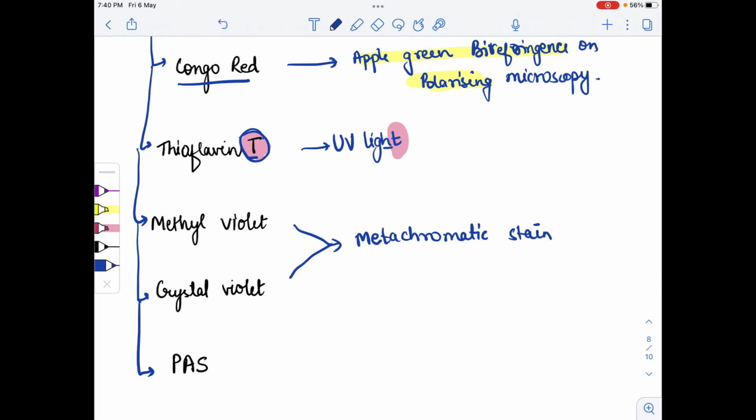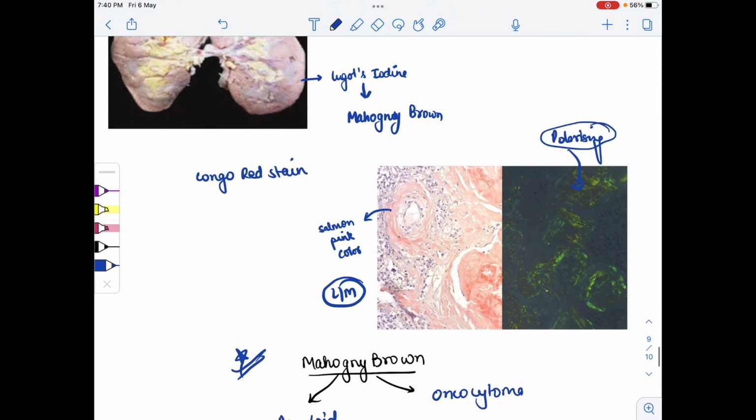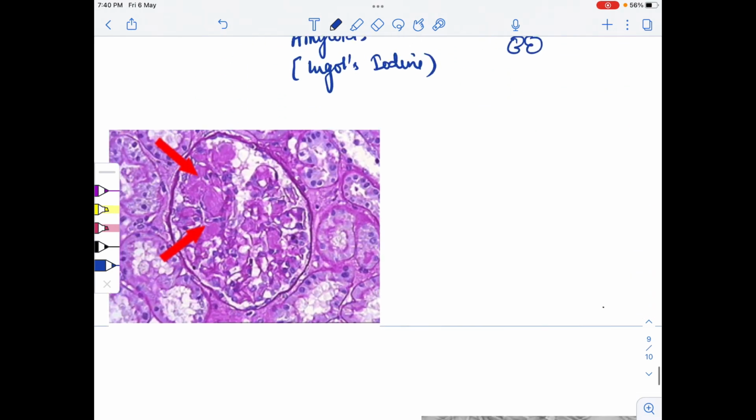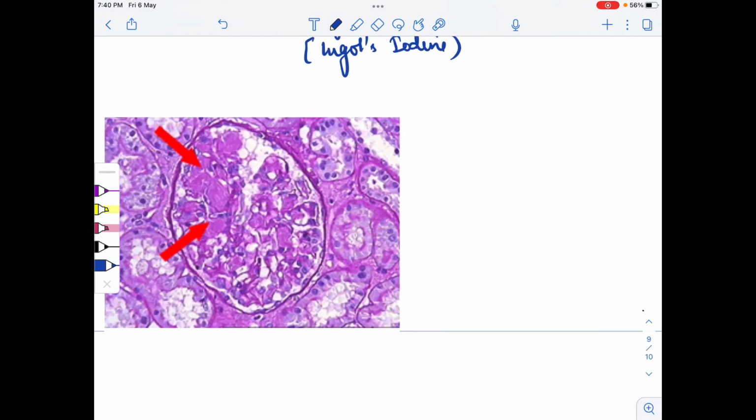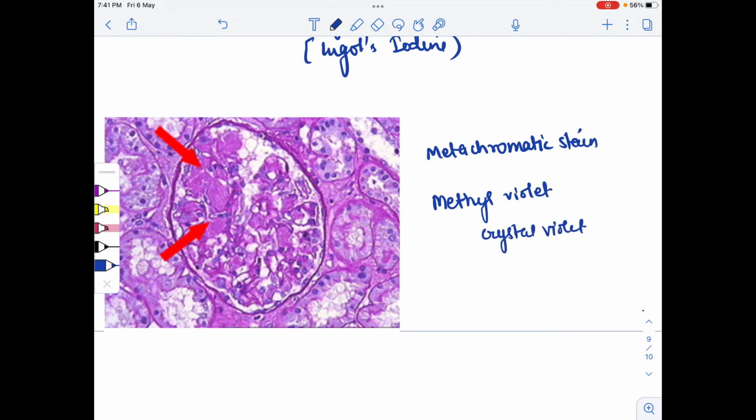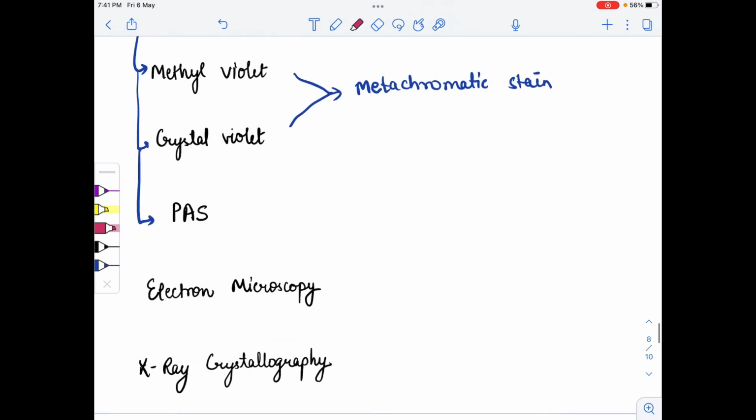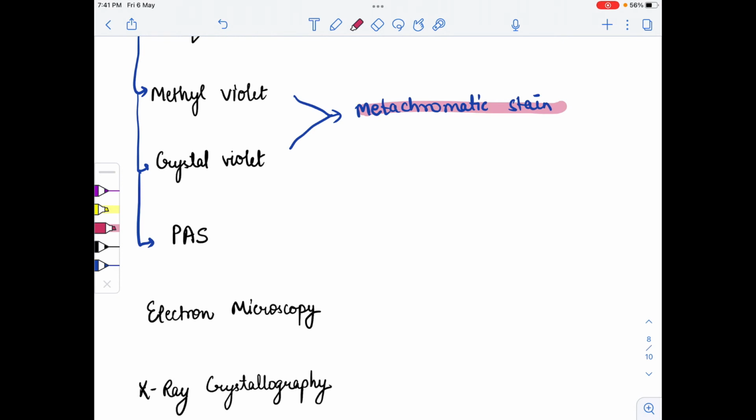So it is seen under the metachromatic stain. And how does it look under the metachromatic stain? This one is the metachromatic stain, and on metachromatic stain we see which color? We see a methyl violet or crystal violet color. Please remember that under the metachromatic stain, methyl violet or crystal violet color will be seen. Now again move to the table.